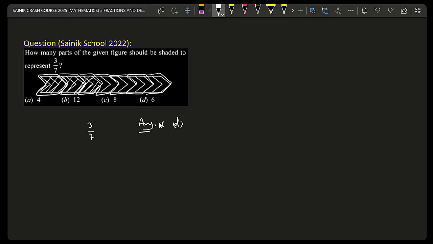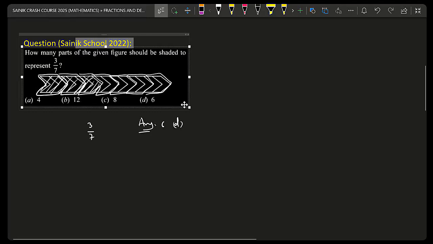That's it. Everybody is multiplying 3 and 2, but till now we did not discuss any equivalent fraction method. We just started with the fraction representation. So using the figure, we are able to do it like this. So the answer is D, 6. Everybody can copy the question now. I hope everybody did that.